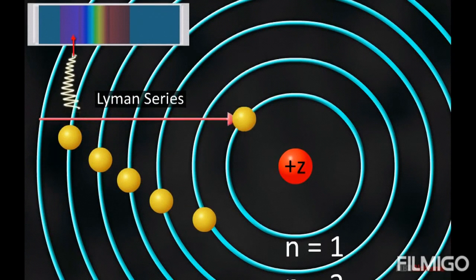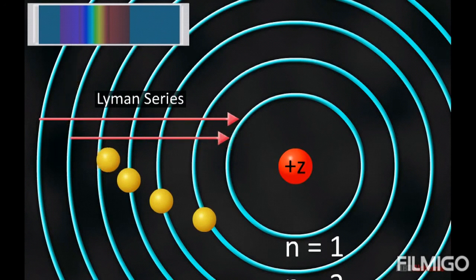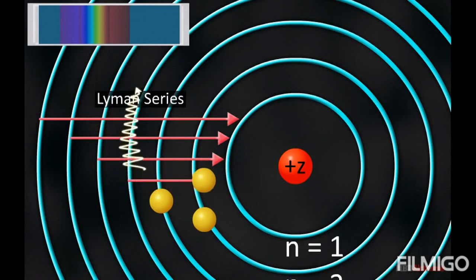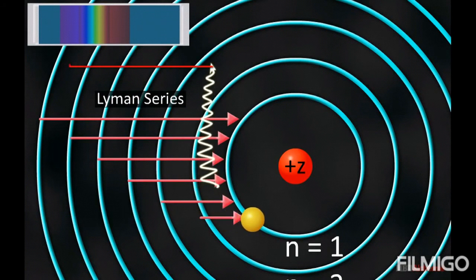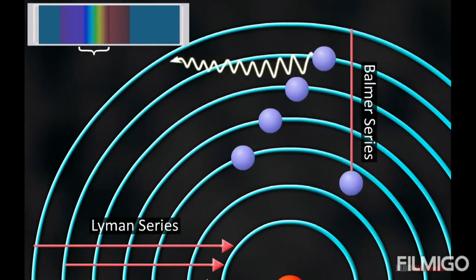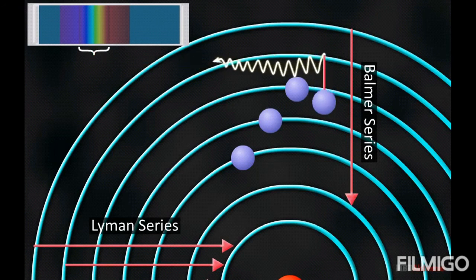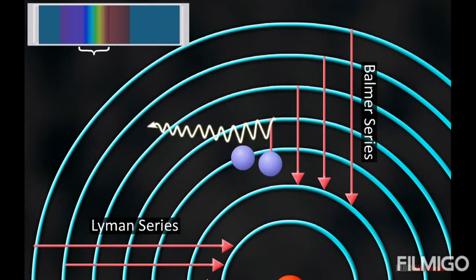When electron from the higher orbit jumps to the first orbit, then Lyman series is obtained and energy radiated lies in the UV region. So this is your Lyman series. Coming to the second series, that is called Balmer series. Here electron from higher orbit jumps to the second orbit and the energy radiated lies in visible region. So you can see here 7 colors of visible region because visible light consists of 7 different colors. So this is your Balmer series.